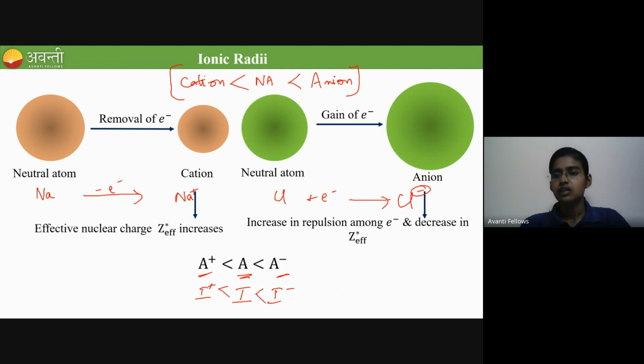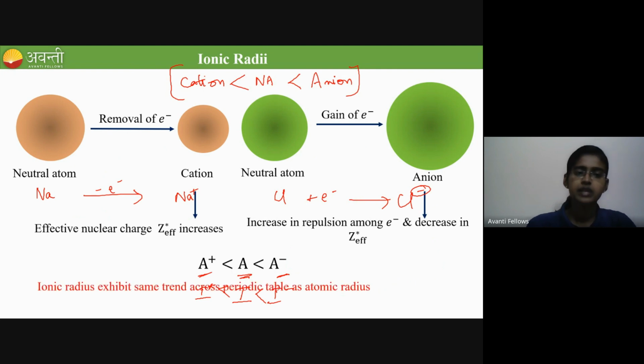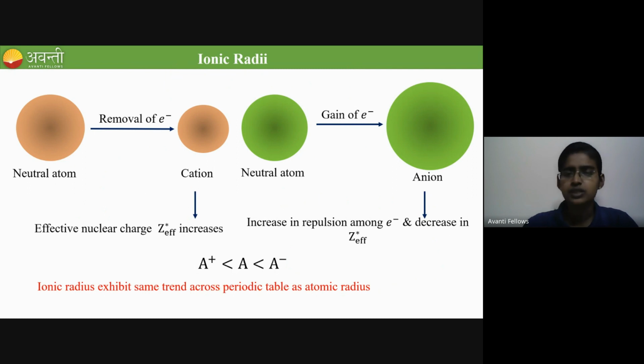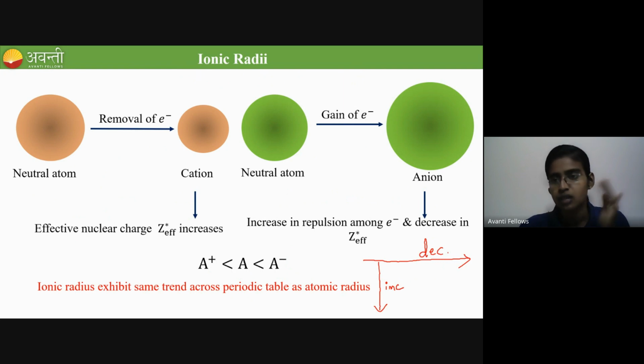Got it? So ionic radii exhibit the same trend across the periodic table as atomic radius. What was the trend observed for atomic radius? Across the period, atomic radius decreases, and on moving down the group, atomic radius increases. The same trend is followed for ionic radius also. Across the period decreases, moving down the group increases. Got it?